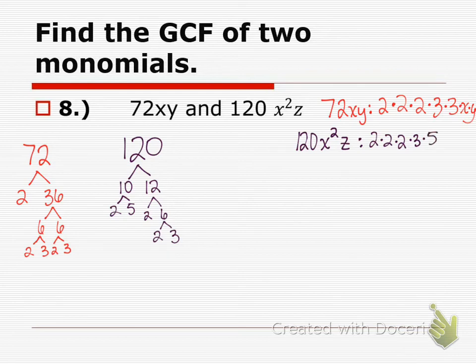Okay, if we have x squared, that's how many x's? X squared is how many x's? 2 of them. X times x. And z.